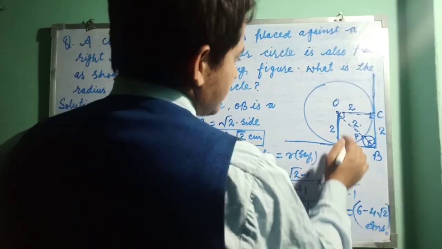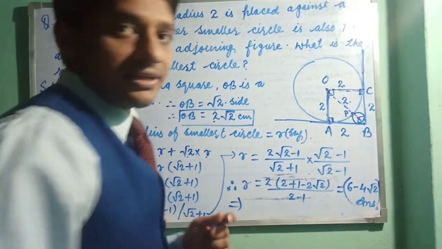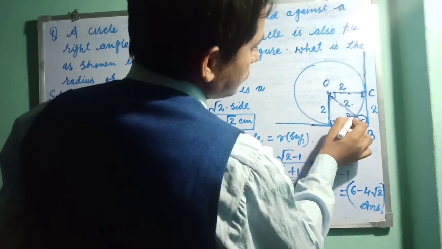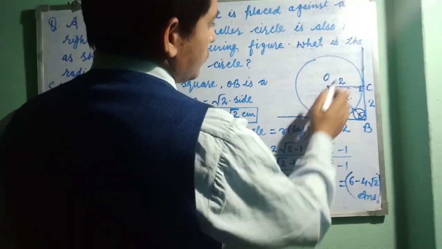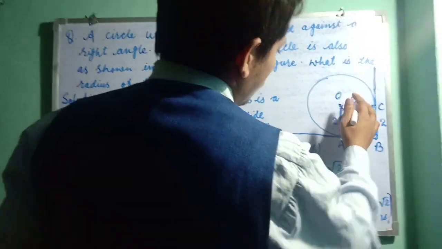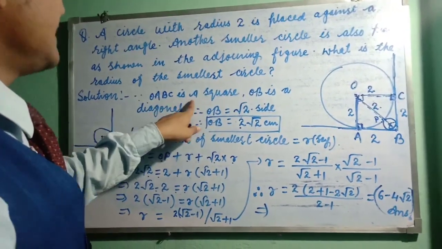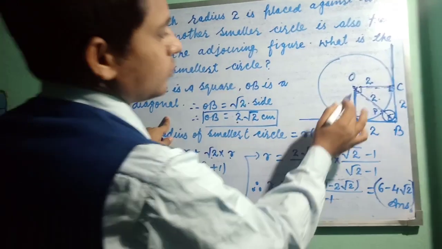That means the angle between the radius and the tangent is 90 degrees. We have studied this in the tangent theorem. This is also a radius because this is the radius of the circle, 2 centimeter. So have a look, OABC becomes a square. Here OABC is a square and OB is the diagonal.